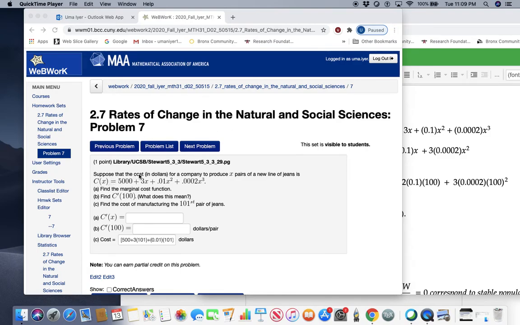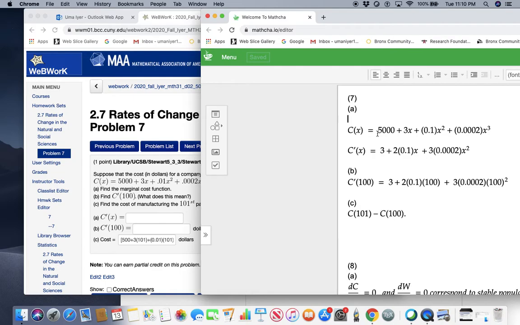Problem 7. Suppose that the cost in dollars for a company to produce x pairs of a new line of jeans is given by this function. Find the marginal cost. Remember, the marginal cost function is the instantaneous rate of change of the cost. Instantaneous rate of change is called marginal cost function. So that is, it is the derivative. So the derivative of your cost function is the marginal cost.